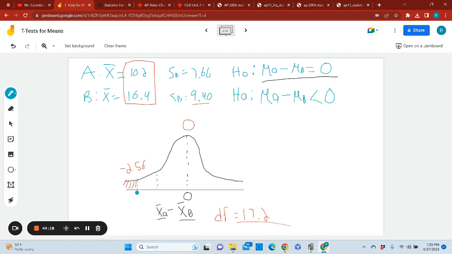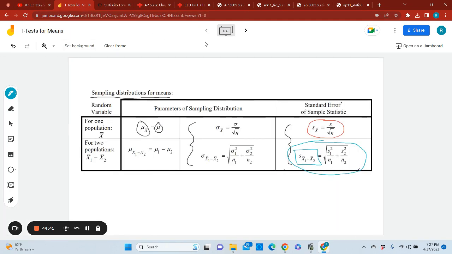But let's calculate this manually, because you're going to have to show these calculations on the exam. So we're going to take the 10.2, here's your placebo group, minus 16.4, that is your medicated group. Now, what's going to be the standard error for the combined distribution? Again, go back to your formula page. It's equal to the square root of the sample standard deviation squared over the first sample size plus the sample standard deviation squared over the second sample size.